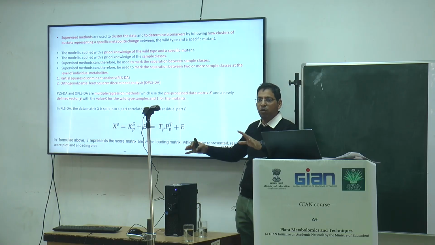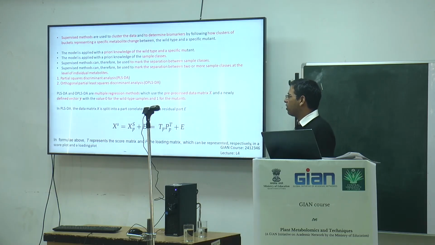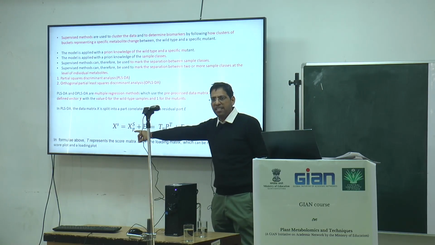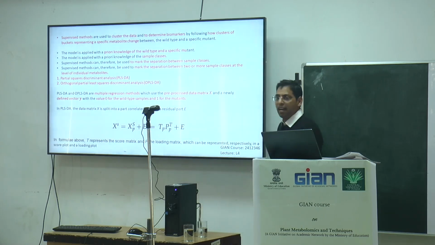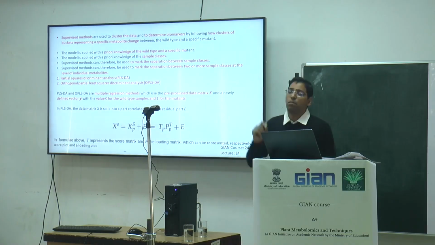Whatever the X and the Y plot we are using, we have to use this algorithm. This algorithm has two components. This is the matrix of the sample X, and this is X equals T P transpose plus E. This thing can be replaced by this thing. E is the residual part.